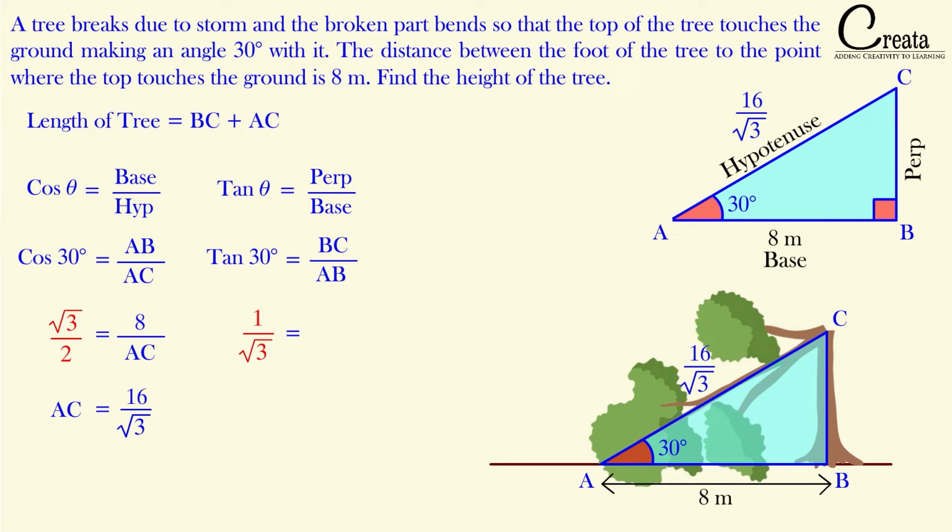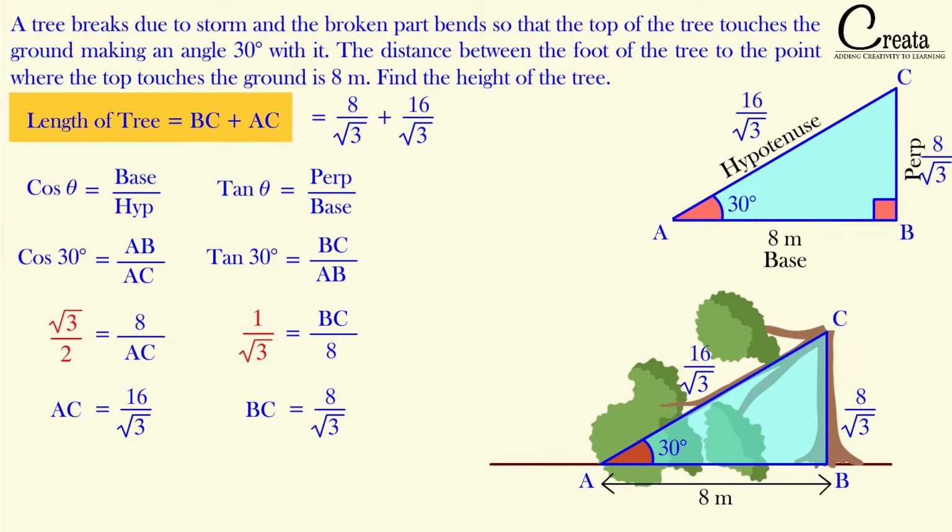Tan 30 degree is 1 upon root 3. You should know tan 30 degree, tan 45 and tan 60. These three values are very important. Further, AB is given as 8 meter. On solving, we got BC as 8 upon root 3. So we got the value of AC and BC, that is the two parts of the tree. And in the question, we have to find the height of the tree, which is BC plus AC.